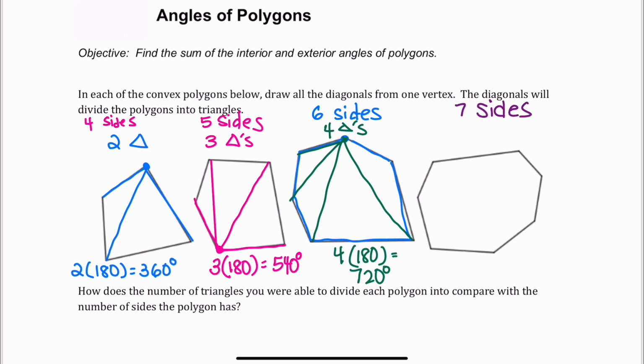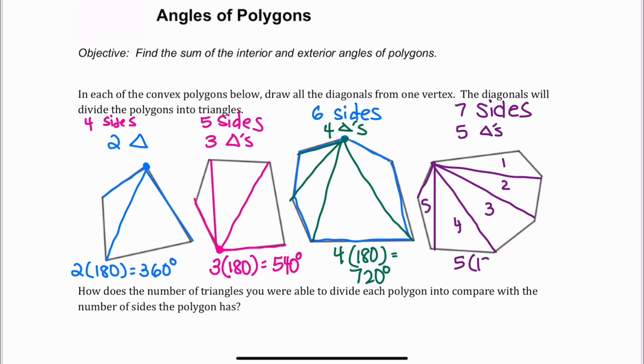And at this point, we can kind of see a pattern happening. 4 goes to 2 triangles, 5 goes to 3 triangles, 6 goes to 4 triangles. Every time we're minusing 2 from the number of sides to get the number of triangles. So let's make a prediction that there will be 5 triangles and just double check. And this does have 5 triangles here. So if I take 5 times 180 degrees, that's going to be 900 degrees.